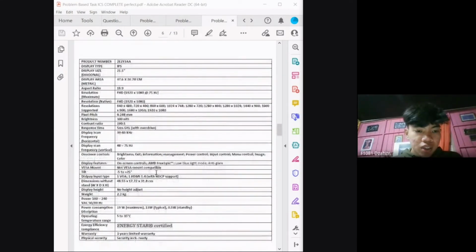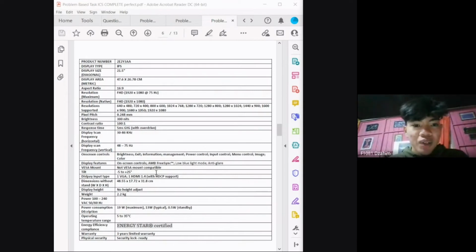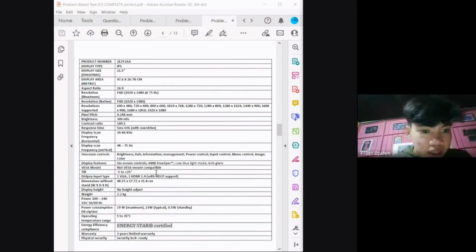Next, the product number is 2E2Y3AA. The display type is IPS. The display size is 21.5 diagonal. Display area is 47.6 times 26.78 cm. The aspect ratio is 16:9.